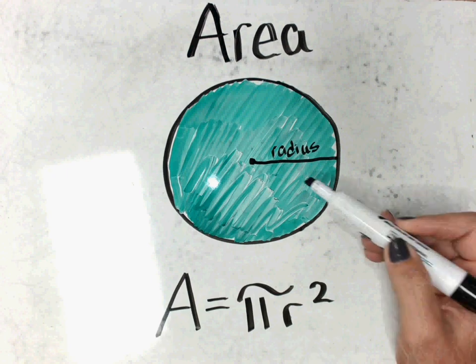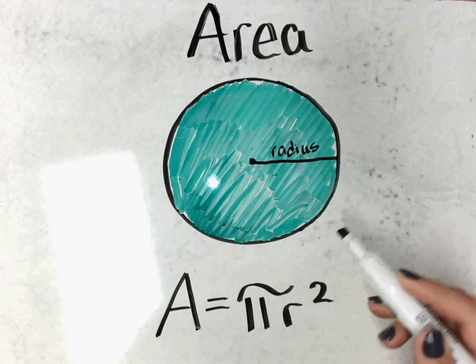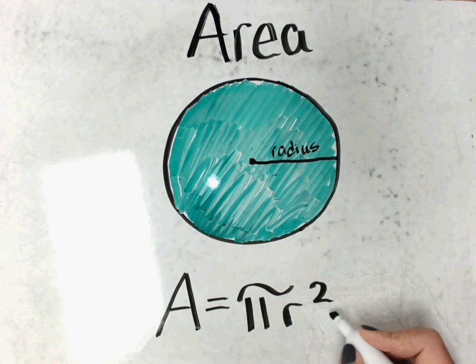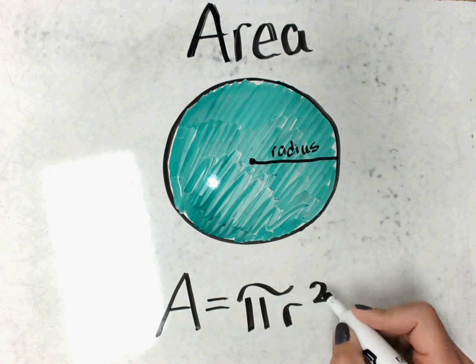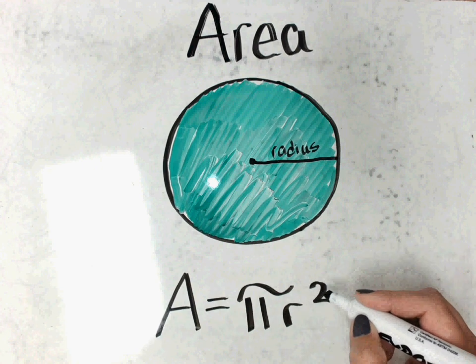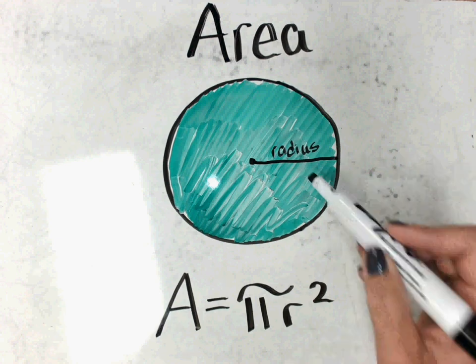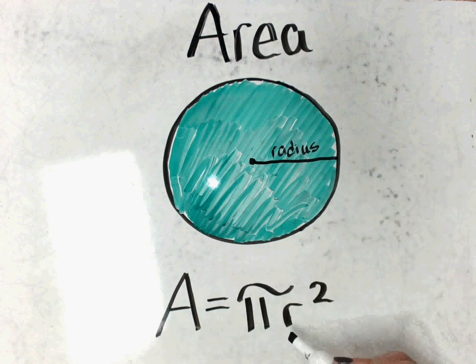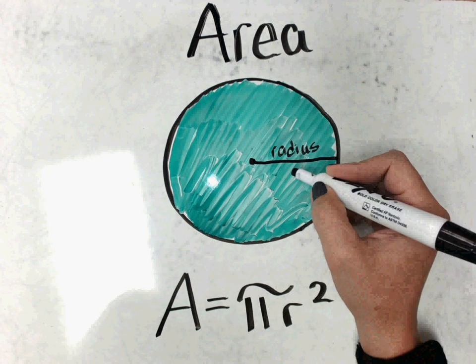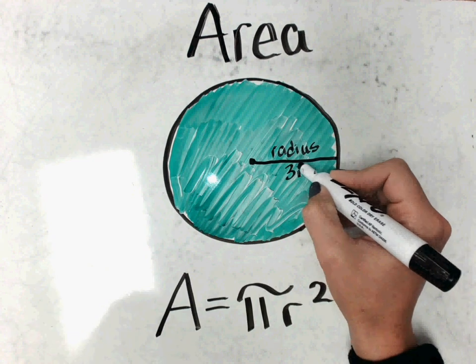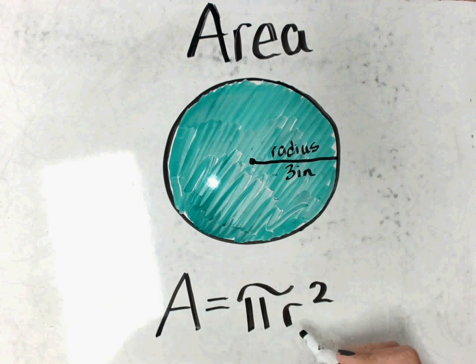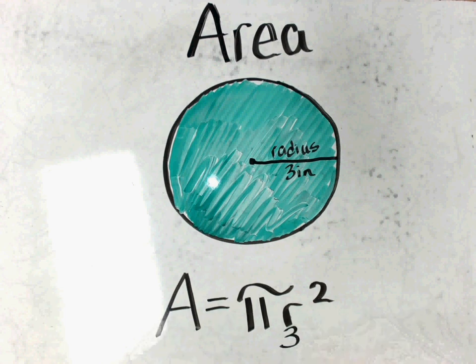So we're going to be taking whatever that distance is from the center to the edge, the radius, and we're going to be squaring it. Got to think about those exponents. Remember, when you square a number, you take it times itself. So whatever that radius is, we're going to square it, take it times itself, and put it next to pi. Multiply it by pi. So if our radius is 3 inches, then we're going to plug in a 3 for our r, our radius, and we're going to square it. So 3 squared is 9.